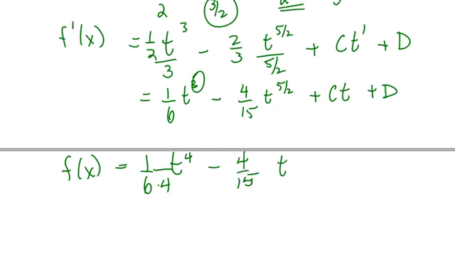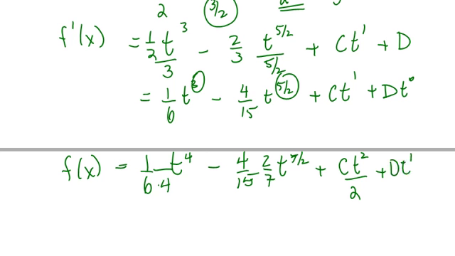4/15 to start with, I'm going to add 1 to the exponent, so that's 7/2, and divide by 7/2, which is the same as multiply by 2/7. Next one, I'm going to take the c, add 1 to this exponent, so it's ct squared over 2. Here, this is a t to the 0, so I'm going to add 1 more power to the exponent, divide by 1, and then introduce a third integration constant, and I'll call that e.